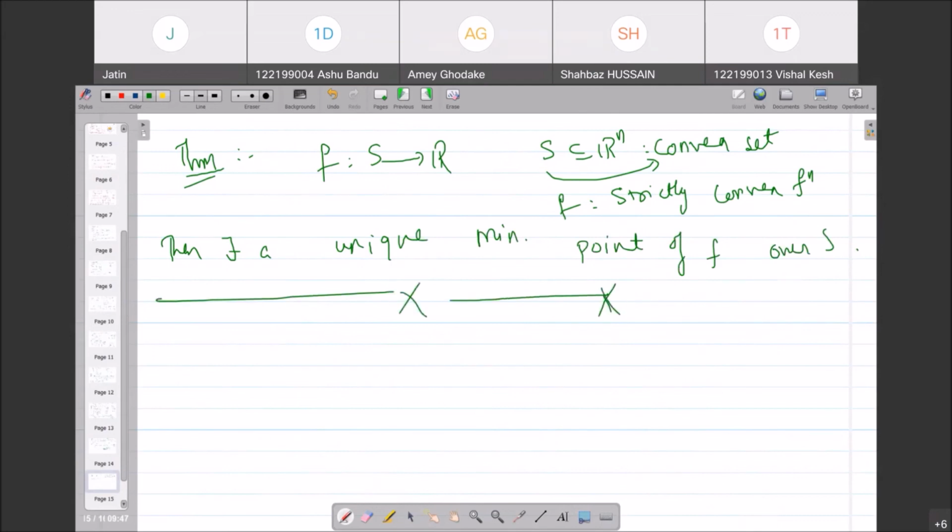Have you seen this theorem? Can you recall? Yes, no, anything? While studying convex sets. Okay, even if you have not seen, you can take this theorem into consideration.